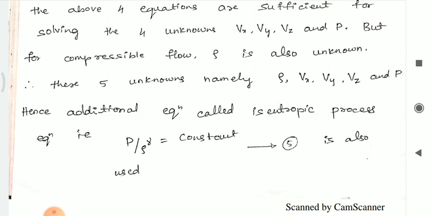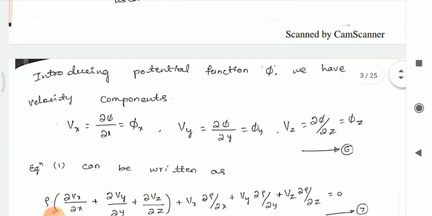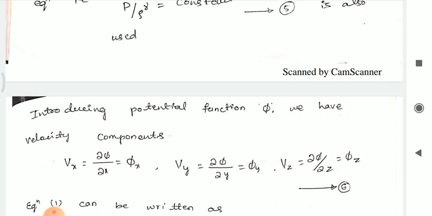As the additional 5th equation, let us take the isentropic process relation, which is P by rho to the power gamma equals constant. Let us take this as equation 5. And now let us introduce the potential function phi definition. According to the potential function definition, velocity in the x direction Vx equals the differentiation of the potential function in the x direction, dou phi by dou x, which can also be written as phi x. Similarly, Vy is dou phi by dou y, which is phi y. Vz is dou phi by dou z, which is phi z.